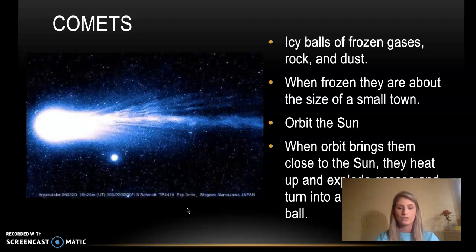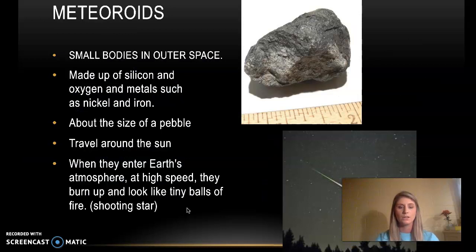We will move on to meteoroids. Meteoroids are small bodies in outer space. You can kind of think of them like space rocks, like we have rocks and pebbles here on Earth. These are kind of like rocks in space. They're made up of silicon and oxygen and metals such as nickel and iron. They're about the size of a pebble or a rock here on Earth.